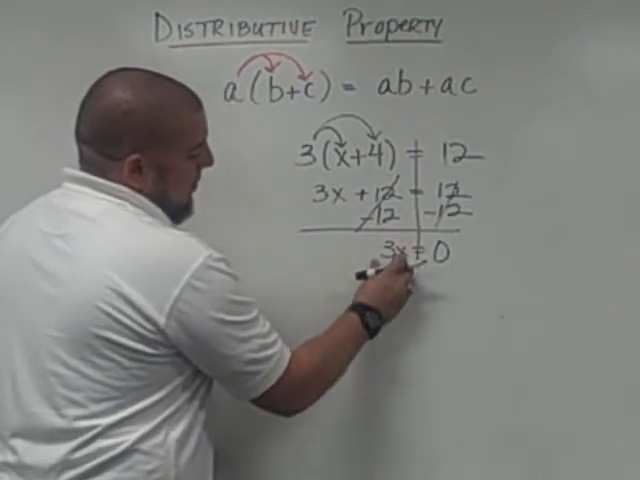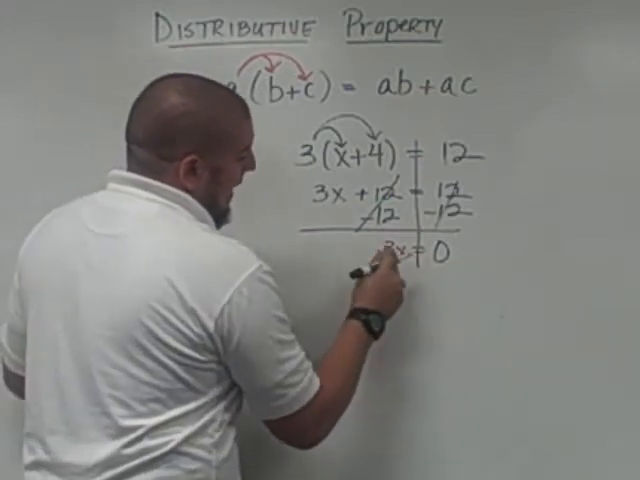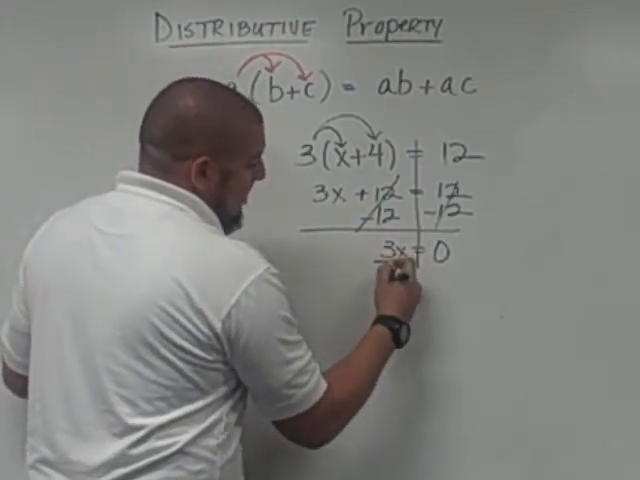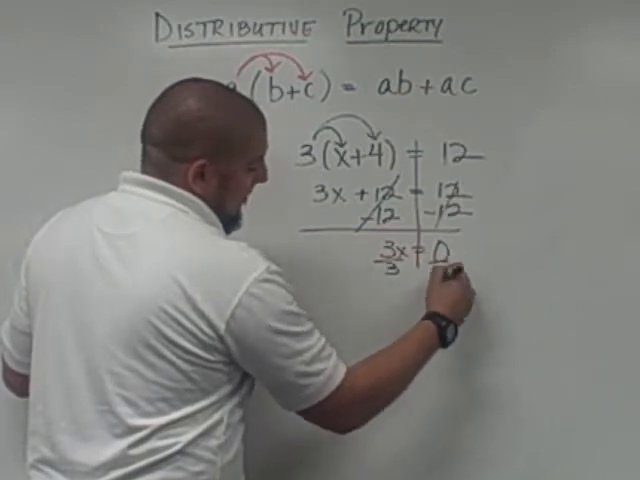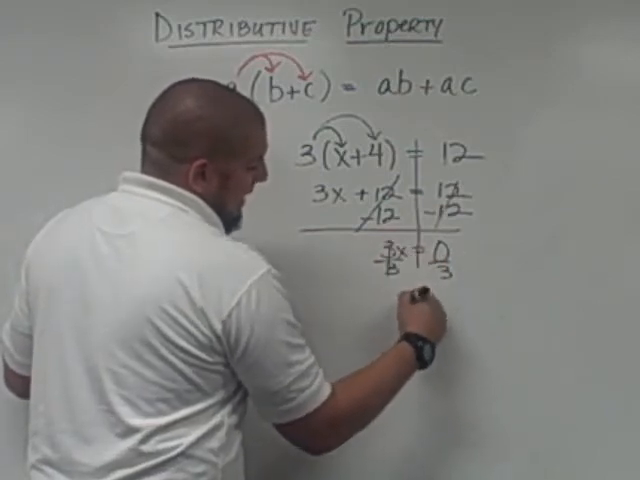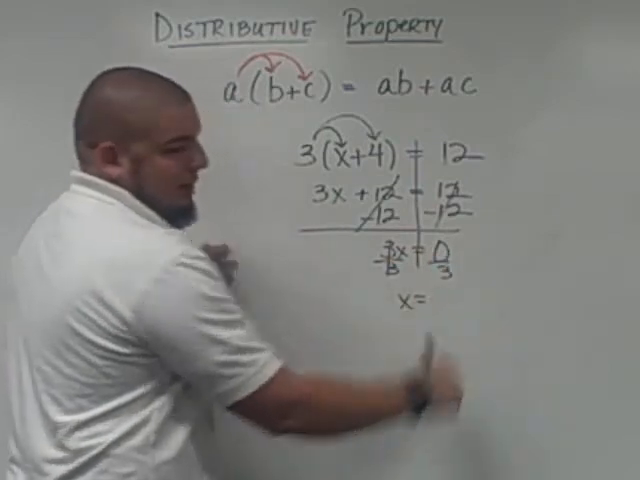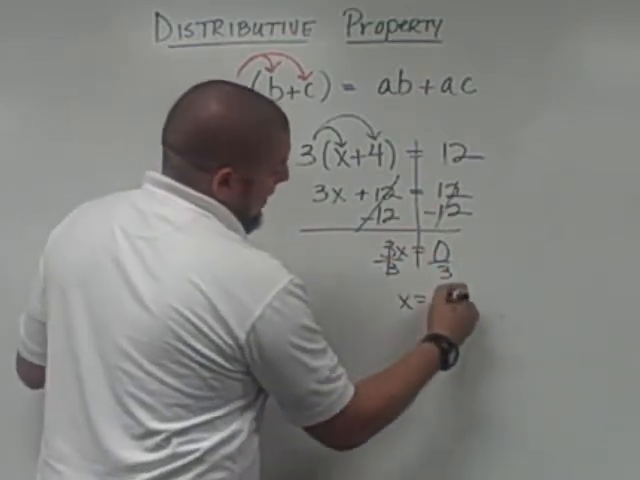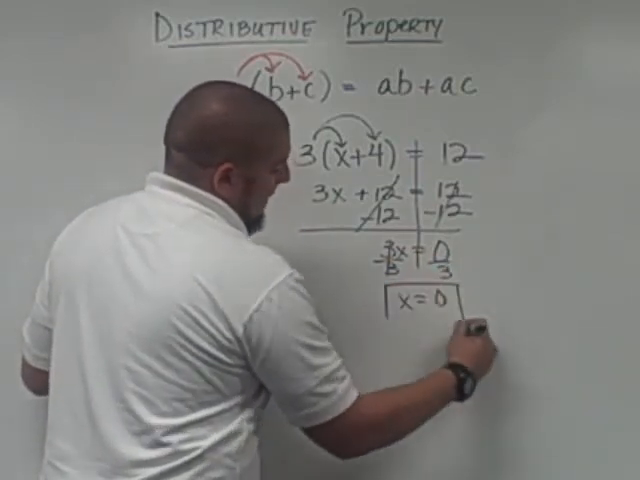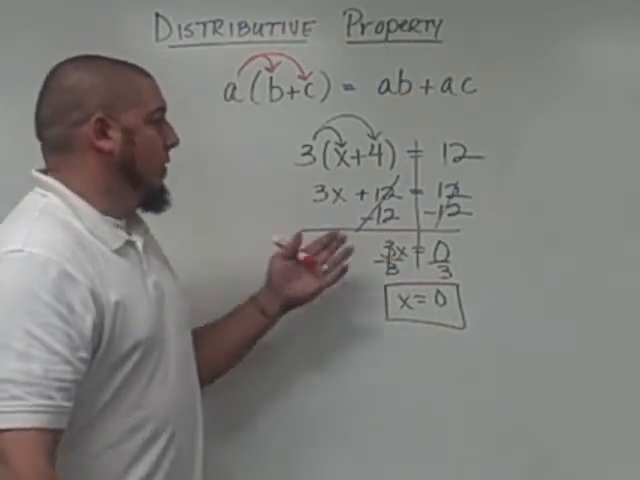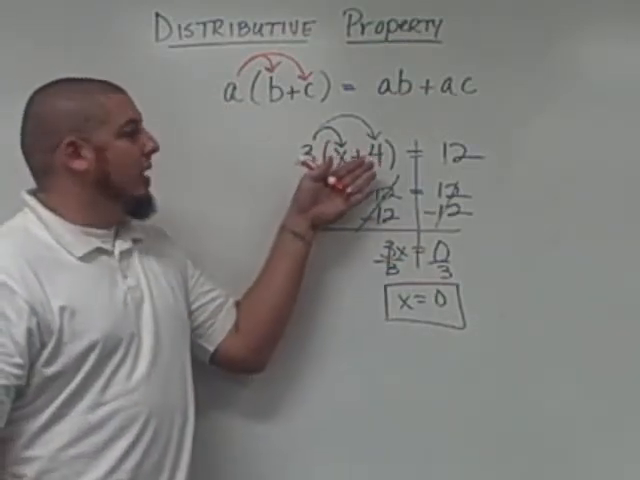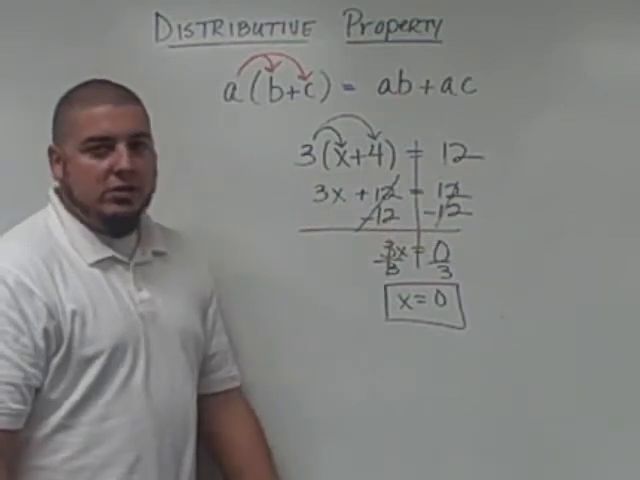Now I've got to get rid of this 3 away from my x. To get rid of the 3, it's being multiplied here, so I divide both sides by 3. This cancels, leaving me with x equals 0 divided by 3. If you plug that into your calculator, it is 0. So x equals 0. So we've just applied distribution to our equation solving process.